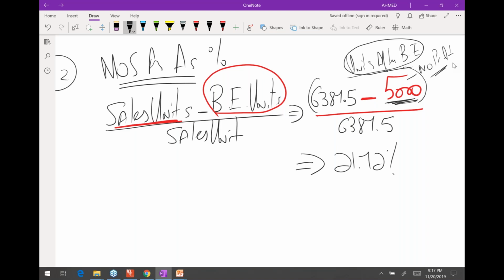The more the margin of safety, is it good or bad for the company? What do you think? Yeah, it's good for the company. The more the margin of safety, nice. So we are done with this 4 marks. I hope this is clear.